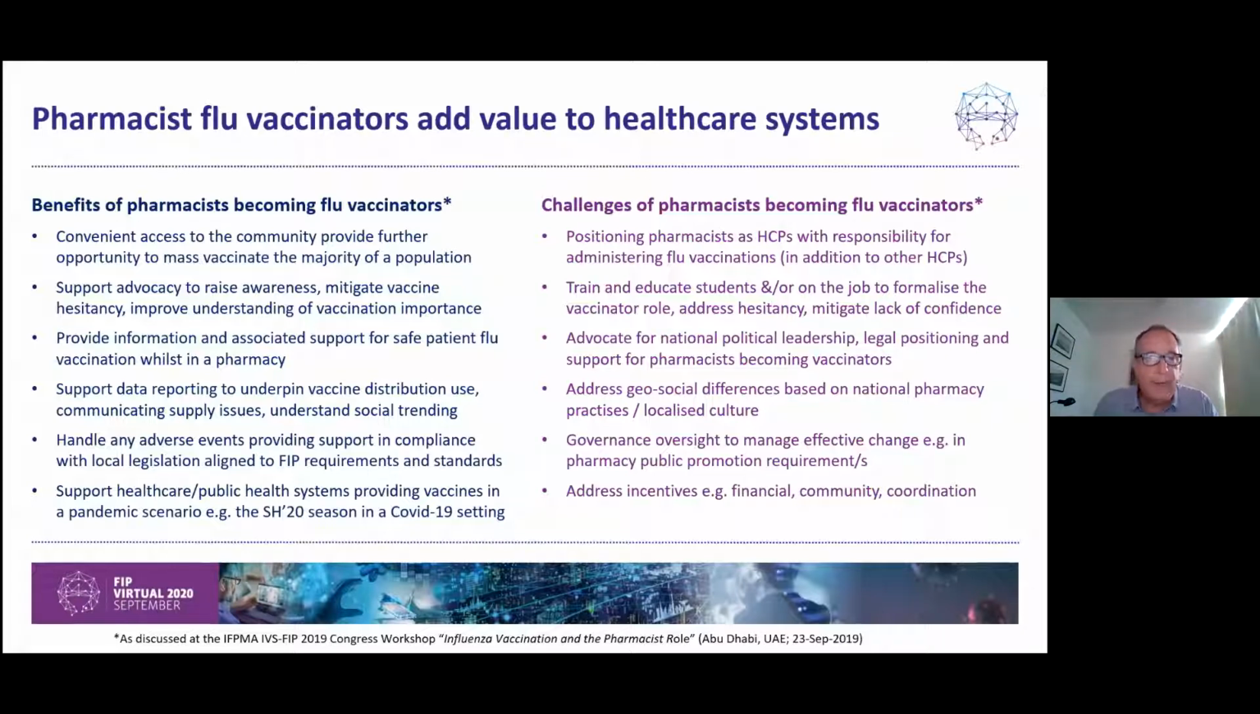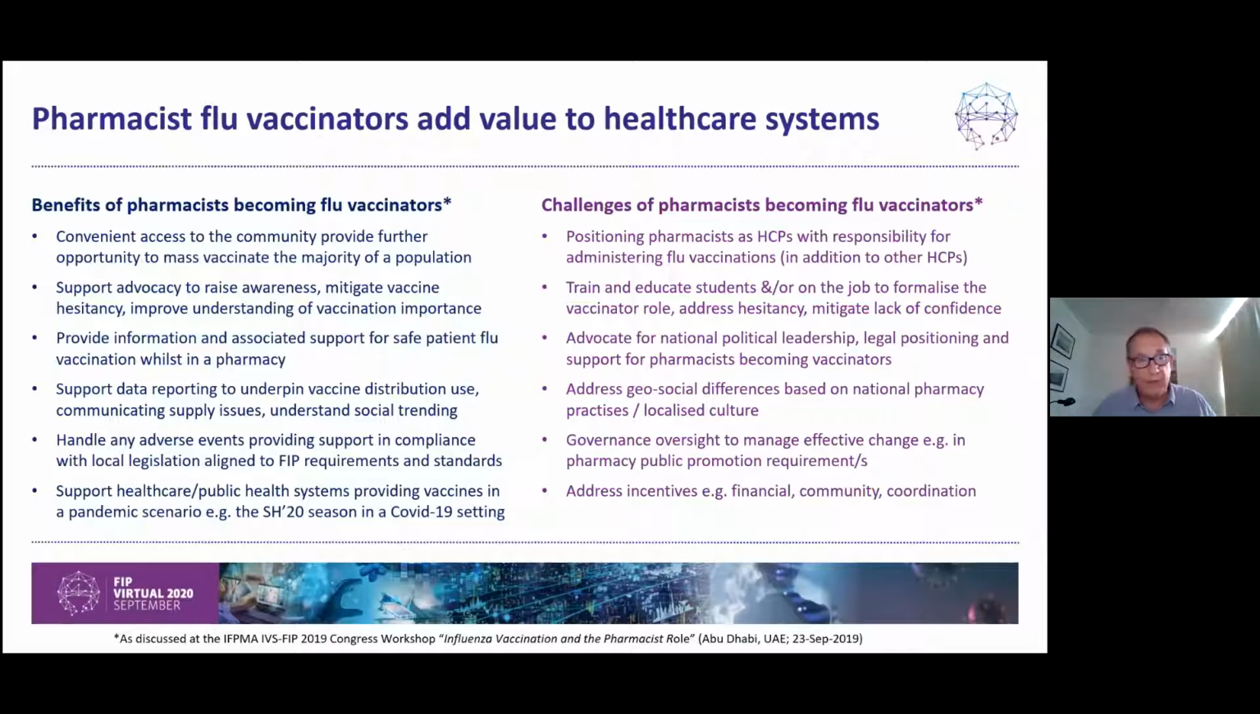Last year at Abu Dhabi, Bram and I presented a workshop, and we talked about the benefits of pharmacists becoming flu vaccinators: the convenience on the high street, the ability to support advocacy to raise awareness, and the information that pharmacists can provide to customers and patients regarding things like the safety of flu vaccination. You can provide supported data for health monitoring to hospital doctors, to home doctors, etc. You can be trained to handle any adverse events, provide support and compliance, and ultimately, pharmacists can play a significant role supporting healthcare and public health systems, providing vaccines in a pandemic scenario.